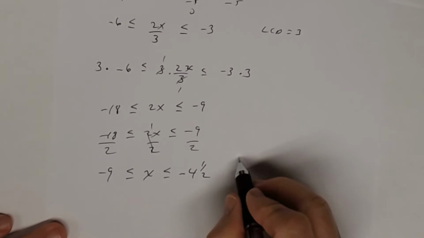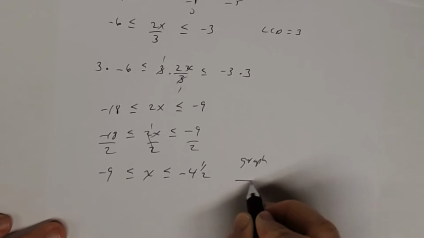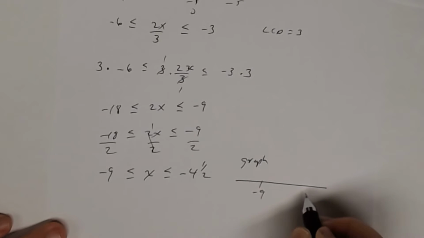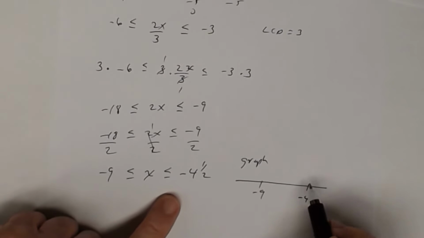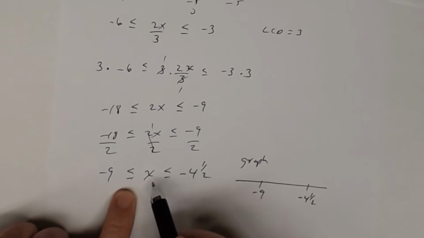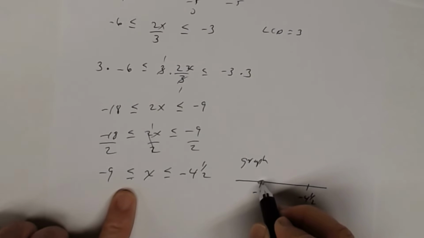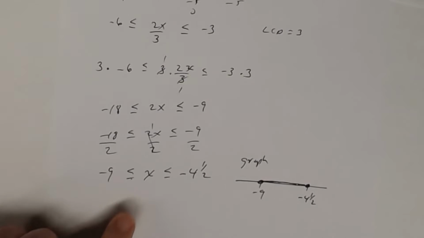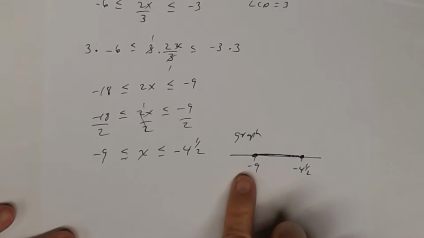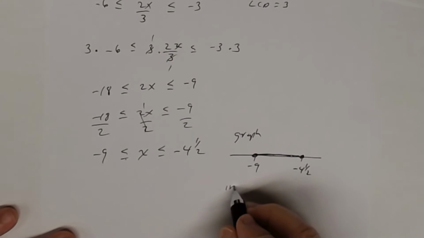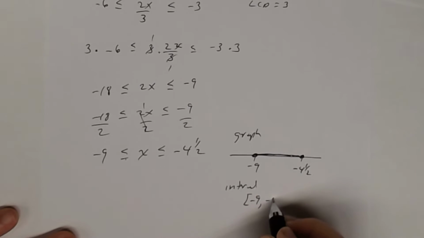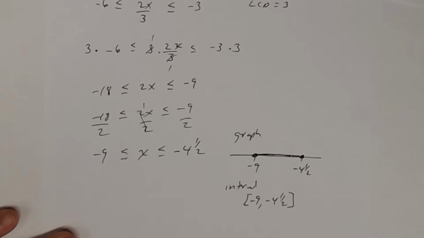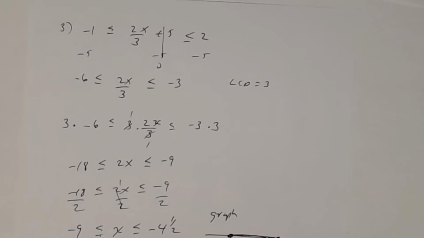All right, and so then your graph, you're going to say negative 9, negative 4 and a half, and both of those have equal signs, so it'll be closed circle or brackets, and then shading everything between them. And then interval notation, you always go from smallest to largest. So the interval notation, you're going to say bracket -9, -4.5, bracket. All right, so that was number 3.